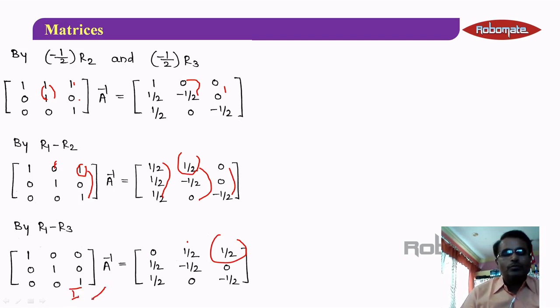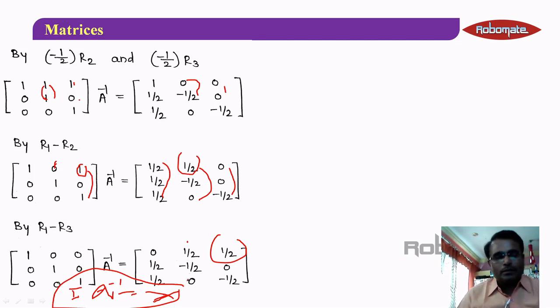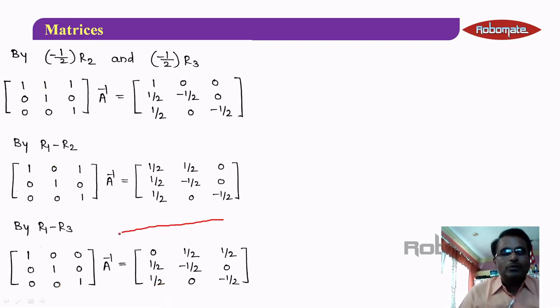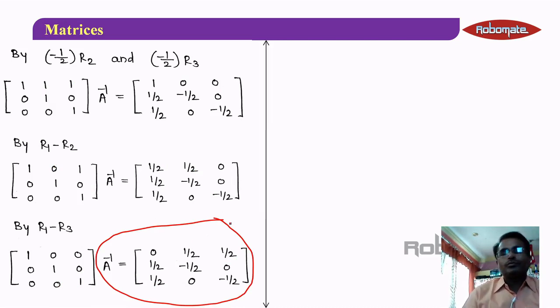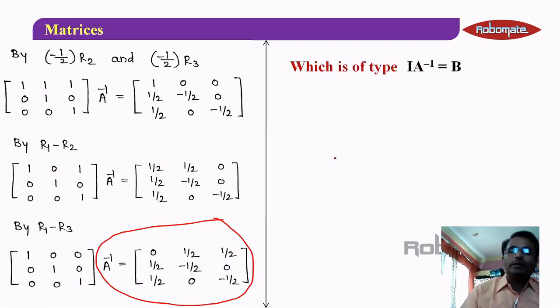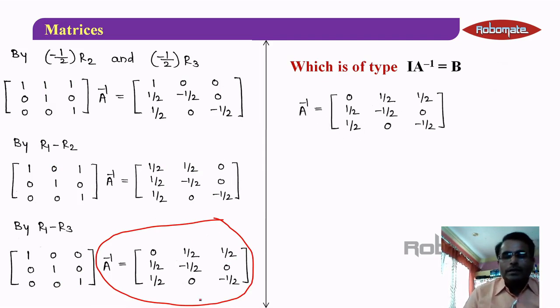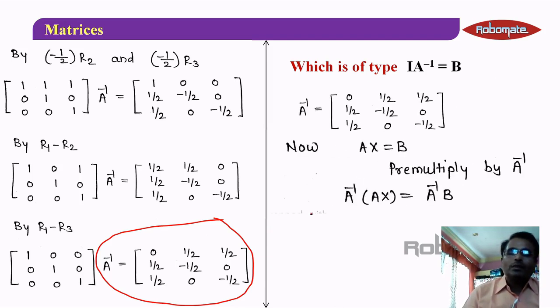So I into A inverse is equal to some matrix, say X. That indicates that our inverse is obtained. So this matrix on the right hand side is nothing but your required A inverse. We observe that this is an equation of the type I into A inverse is equal to B, and therefore A inverse is nothing but this right hand side part. Okay.